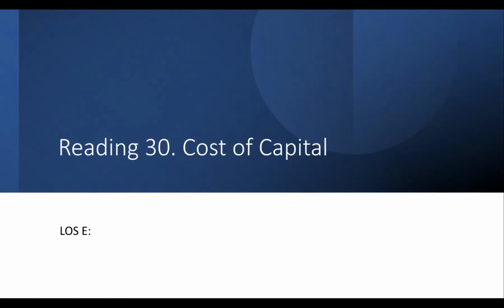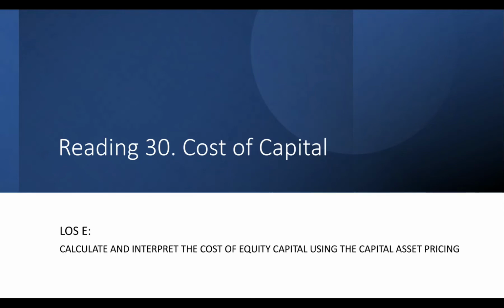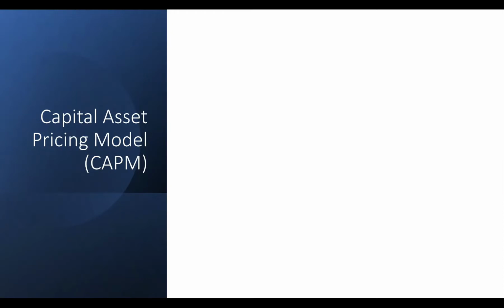This is Ritika and we are doing reading 30 of Corporate Issuers called Cost of Capital. This is the LOS, and this LOS requires us to calculate and interpret the cost of equity capital using the capital asset pricing model approach and the bond yield plus risk premium approach. Earlier, the DDM approach was also a part of this LOS, which now isn't. So let's begin with the CAPM, or the capital asset pricing model.